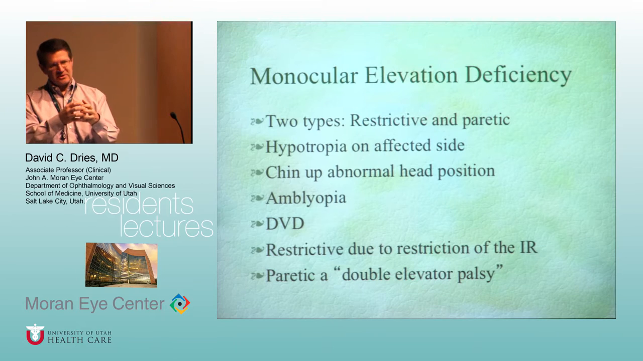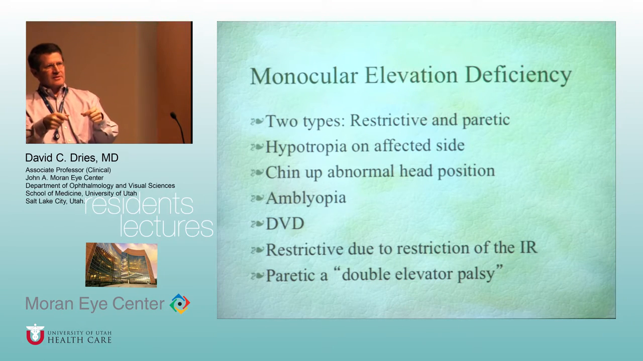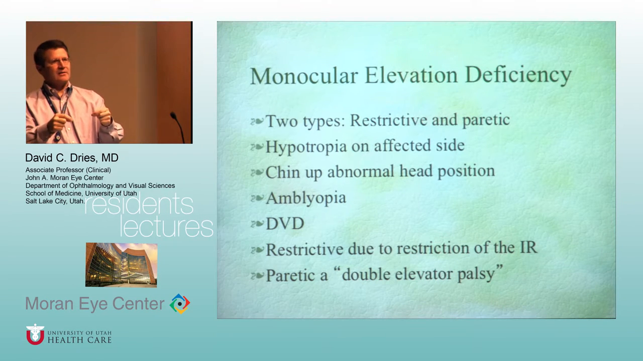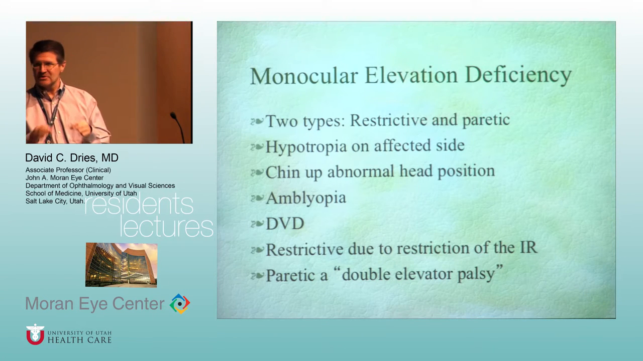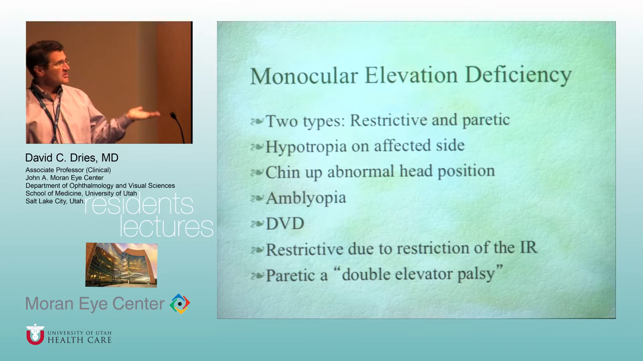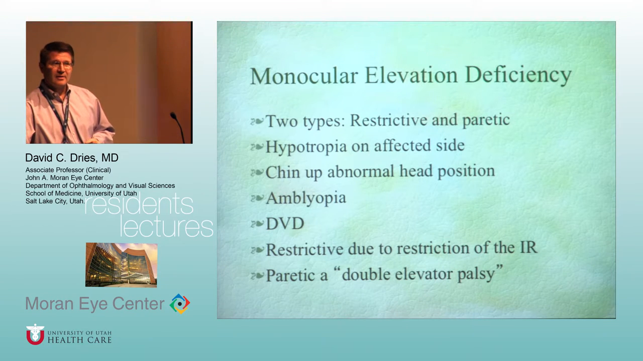If a muscle is tight, like a leash on a dog, the dog's running and you feel it stop. When you move the eye, you feel restriction. It feels tight. With restrictive MED, the inferior rectus feels tight in the operating room, and if you recess that in these kids, they do well. But there's a paretic type where a NAP procedure, transposition of the horizontal recti, is helpful.